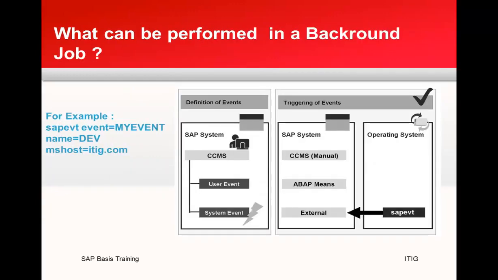Okay, next thing is how do we create an event. Here you can see that we can create a definition of an event using CCMS, that is the Central Monitoring System. Then it could be a user-based event, it could be a system event. Okay, triggering of an event can happen in these three ways. And at the OS level, basically this is the command which can be used, that is SAPEVT, event equal to the name of the event, and name equal to the SID of the system, and we give the message server host name as well.